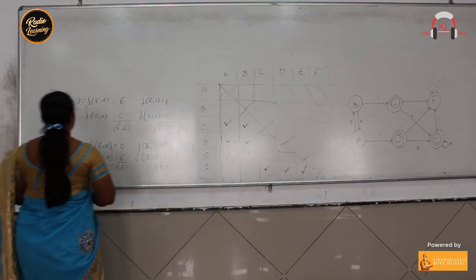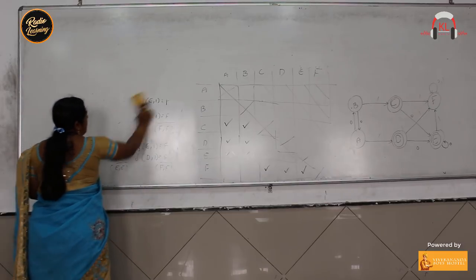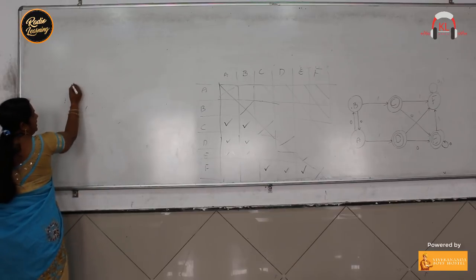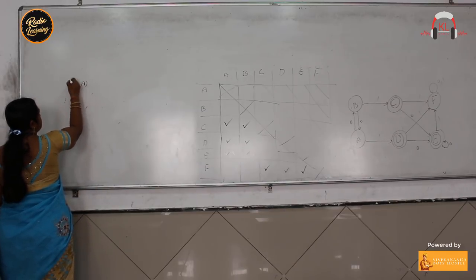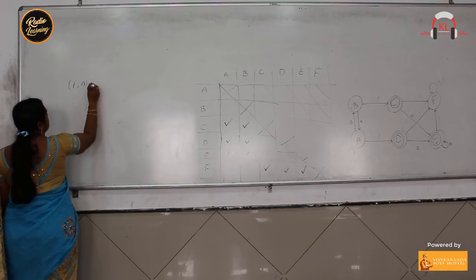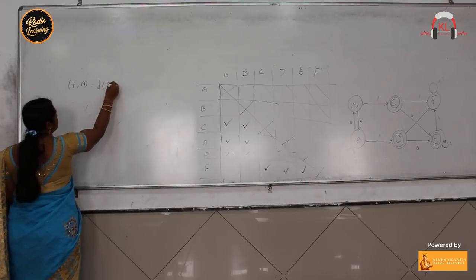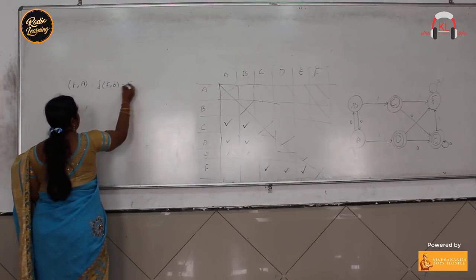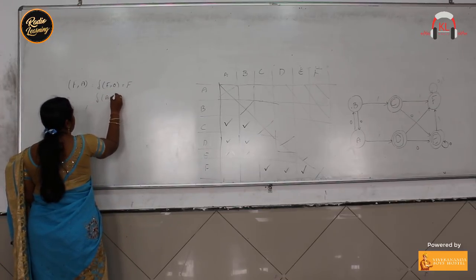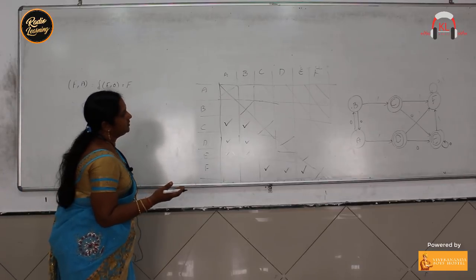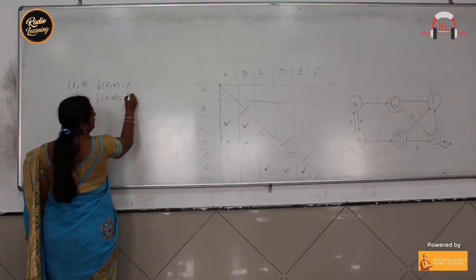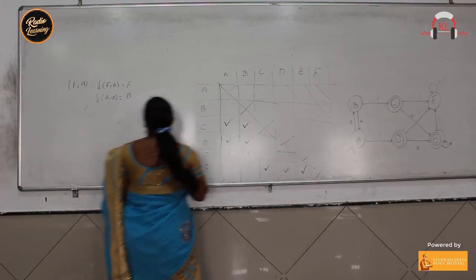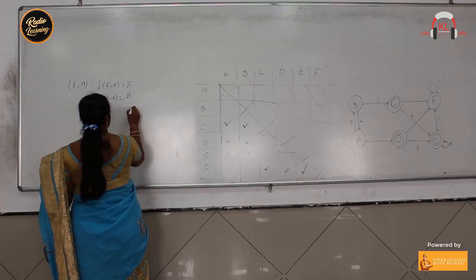Now you are going for F comma A. That is the next pair which is not marked yet. So apply the same procedure for F comma A. Here delta F after reading 0, where is it going? Delta F after reading 0 is going to F. Delta A after reading 0, where is it going? A after reading 0 is going for B. So F comma B, is it marked? No. So I am writing here unmarked.